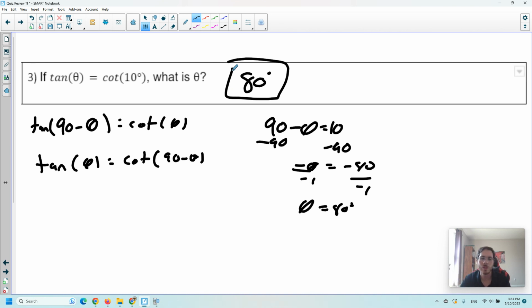Obviously, that's a little bit of extra work. We can visually see, well, I know I need to add up to 90, because in a triangle, the 2 angles have to add up to 90 other than the right angle. So 80 plus 10 would give me 90. I could also do it that way. So that's what we got for number 3.